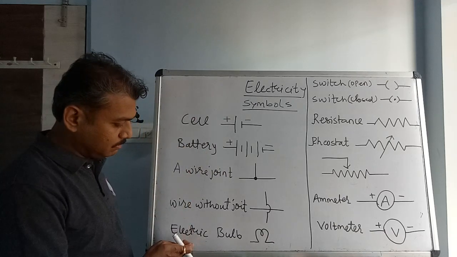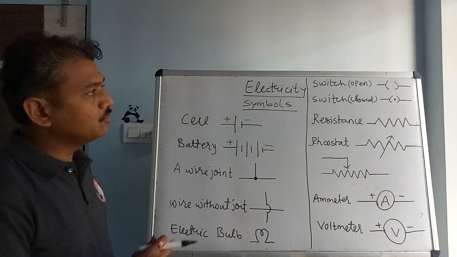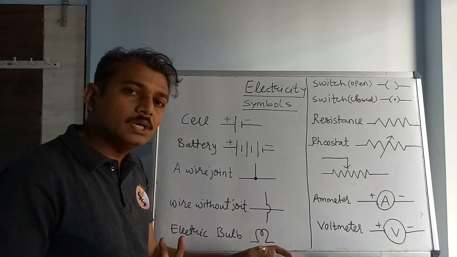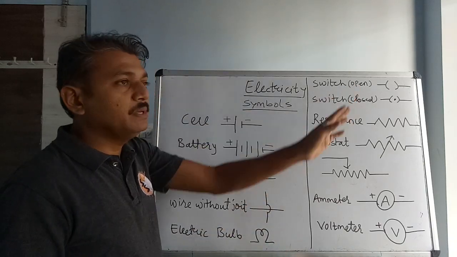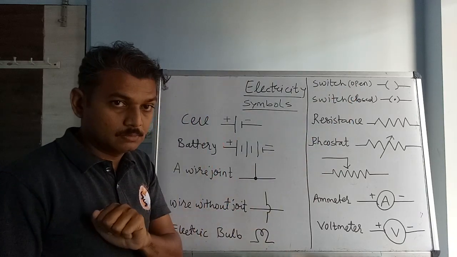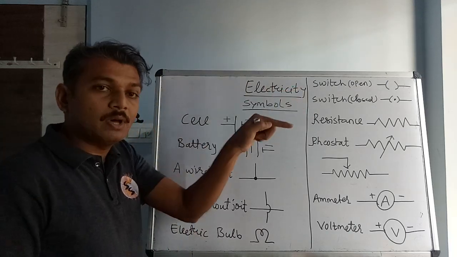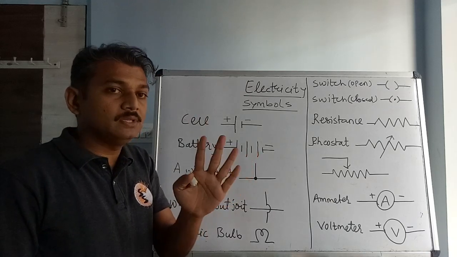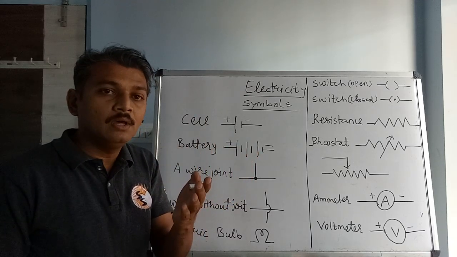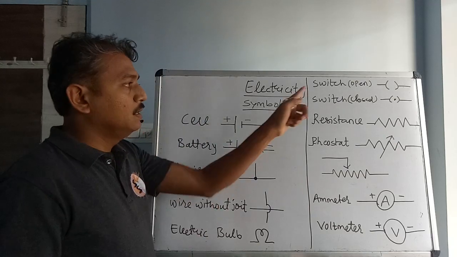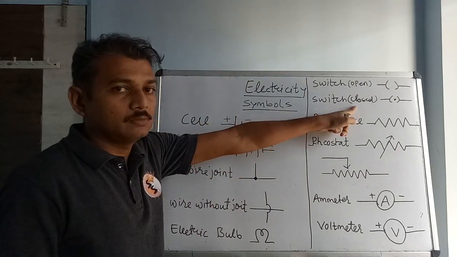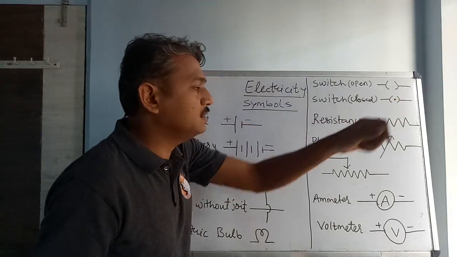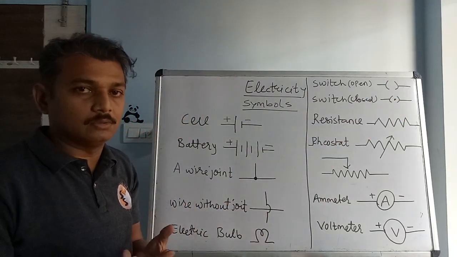This is a very easy symbol, electric bulb. Now moving on here, this is a switch which can also be called a plug key. That is open, it means the circuit is not on. See, the switch is open, that means the circuit is not on. It means if I say it in an easy way, the bulb is not glowing. Here the switch is closed, it means the circuit is on, the bulb is glowing. The dot in between says that the circuit is on.